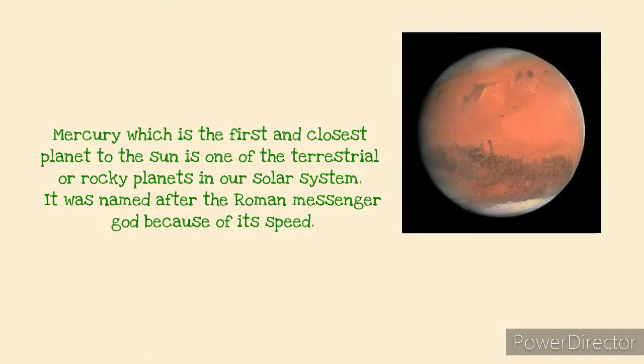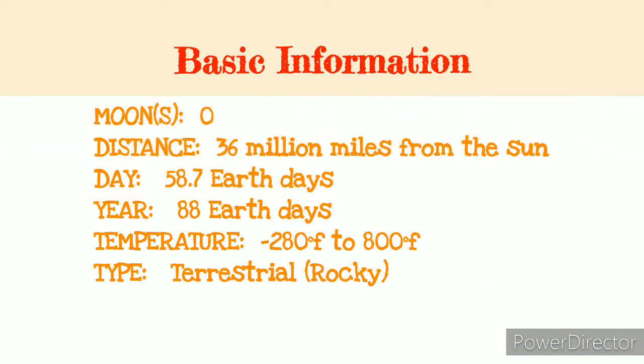Mercury is the first and closest planet to the Sun. It is one of the terrestrial or rocky planets in our solar system. It was named after the Roman messenger god because of how fast it travels around the Sun. Here is some basic information about this innermost planet in our solar system.